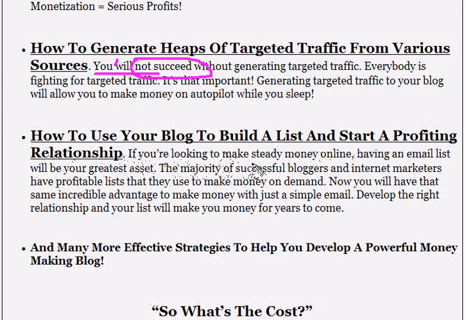I think if you're looking to make a living online, having an email list is a big way, at least for the majority of us. So now you'll have that same incredible power, that you develop the right attitude for this and many more effective strategies.